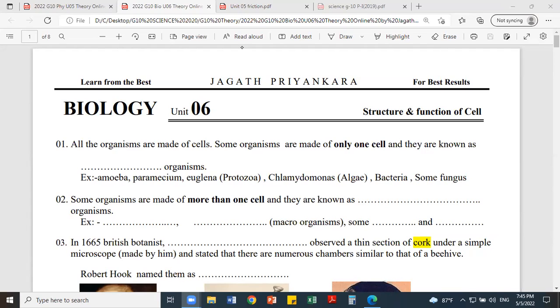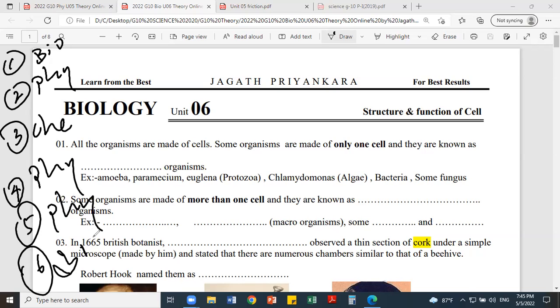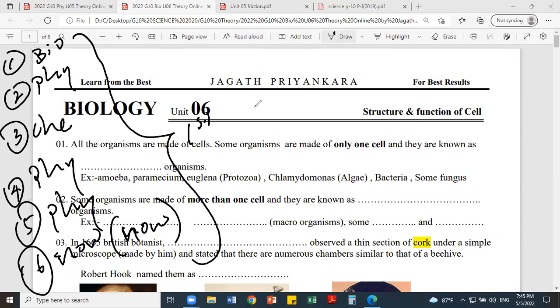Now the sixth lesson, biology. If I summarize: the first lesson was biology, the second lesson we did physics, the third lesson we did chemistry, the fourth lesson we did physics, the fifth lesson also physics. Now the sixth lesson is biology. This lesson is not hard. Your first term test is based on this.